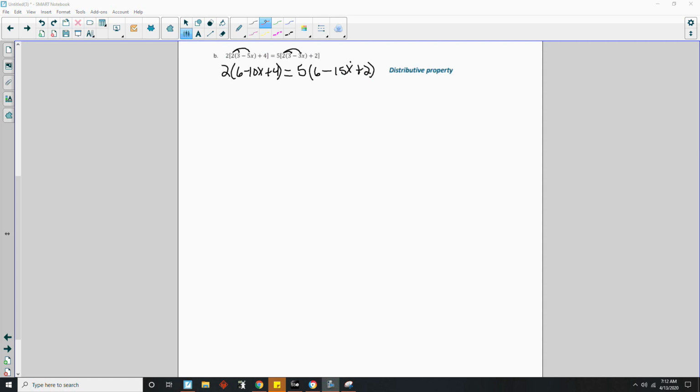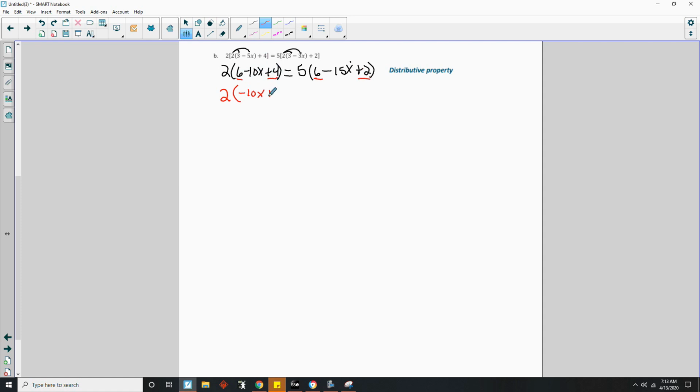Okay, and don't forget your order of operations. Work inside the parentheses first. I have a 6, I have a 4, those are like terms. I have a 6, I have a 2, those are like terms. That's what we're going to do. So it's going to be negative 10x. Don't forget that sign stays with that 10x.